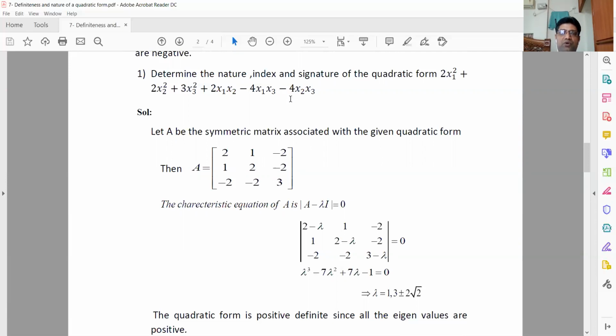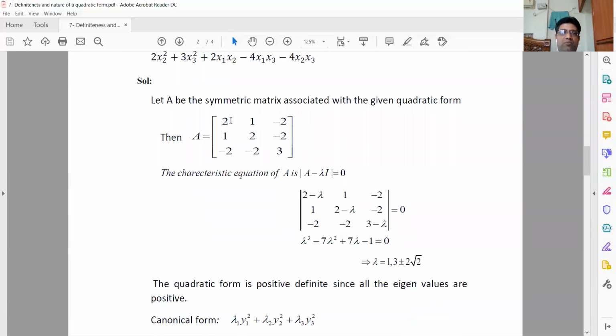Similarly, make this minus 4 as 2 parts, minus 2, minus 2. So 1 minus 2 goes for the first, second row, third column here. And the next one comes for third row, second column. So now the job is we have to find the eigenvalues for this. For this purpose, we'll write the characteristic equation. This is the characteristic equation and the eigenvalues we got is this one.